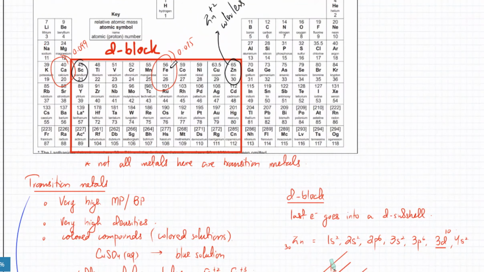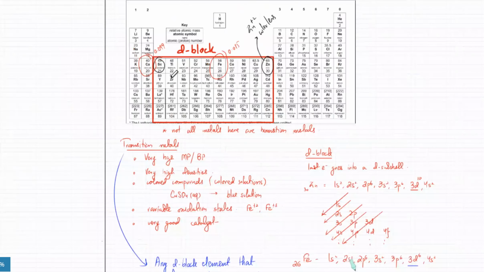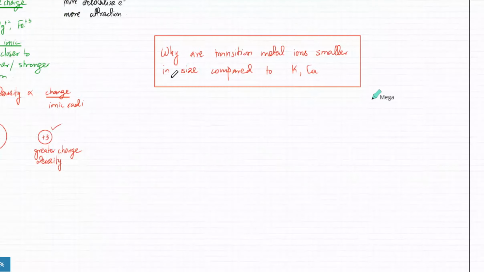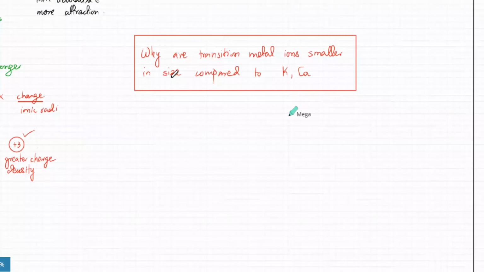Why is iron so small in size, and why is calcium not, even though the difference is not that much? This is 20 electrons, this is 26, so the difference is not that much. So the reason is, let me add, why do they have a smaller ion in size? Or we can also state, why do they have greater charge density?